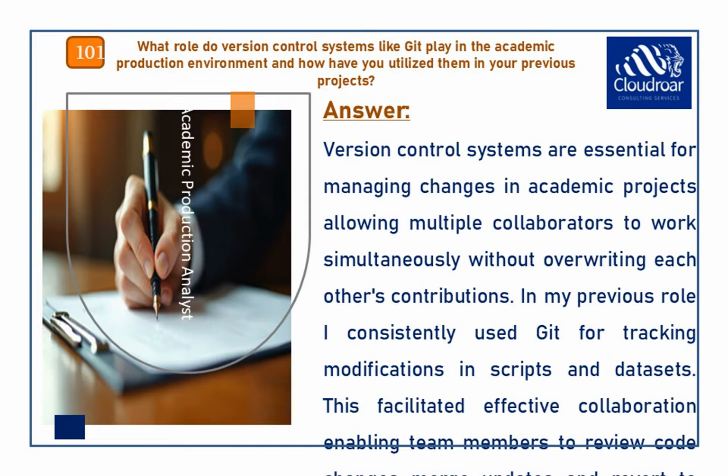Question 101. What role do version control systems like Git play in the academic production environment, and how have you utilized them in your previous projects? Version control systems are essential for managing changes in academic projects, allowing multiple collaborators to work simultaneously without overriding each other's contributions. In my previous role, I consistently used Git for tracking modifications in scripts and datasets.